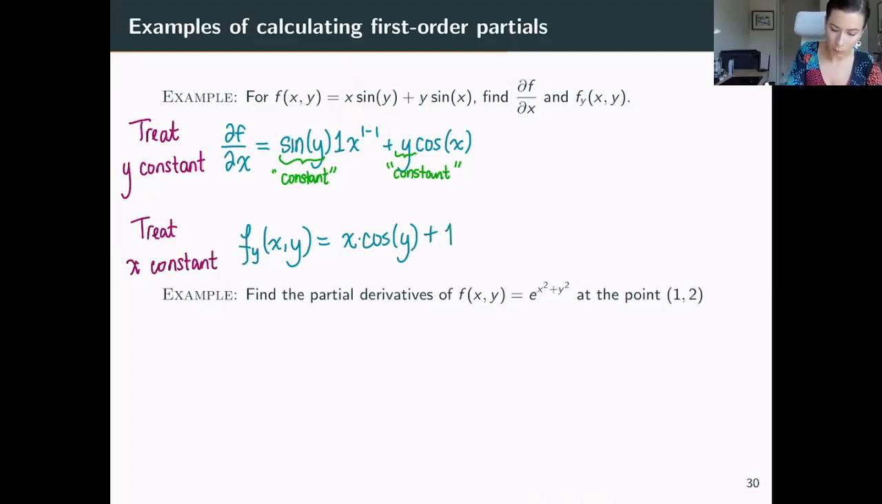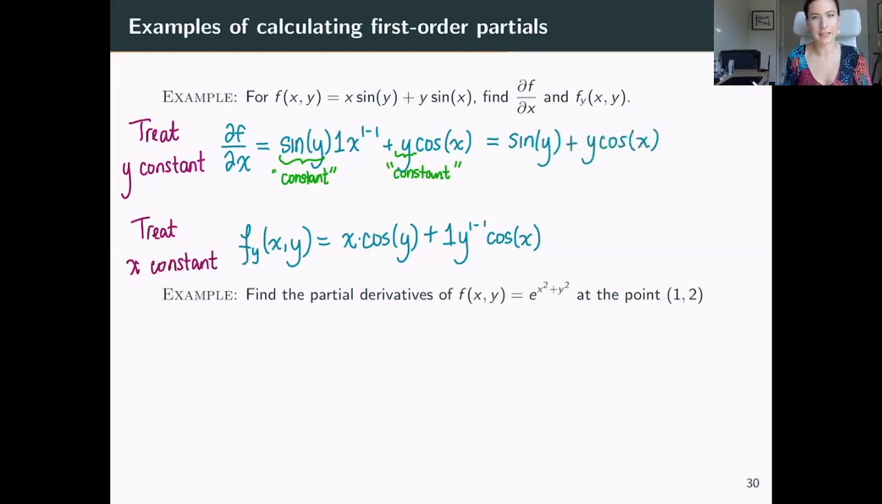And then for the second bit, I'm going to have that my y is my function. So I would have 1y to the 1 minus 1, and my cos of x is again a constant, so it's just going to be there. That means I can simplify this to see that I get sine of y, x to the 1 minus 1 is just 1, plus y cos of x.